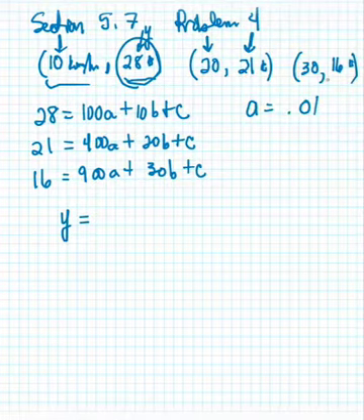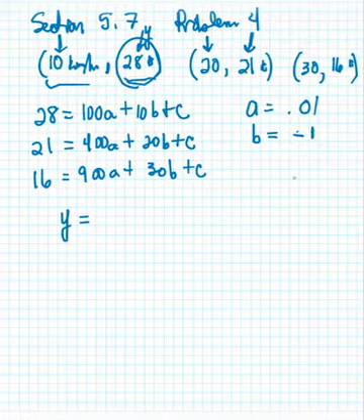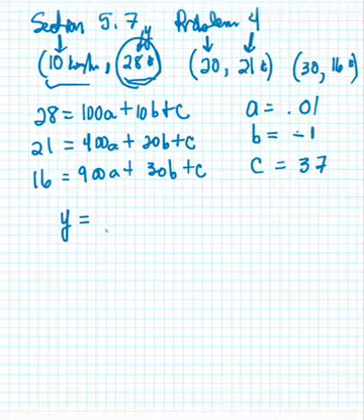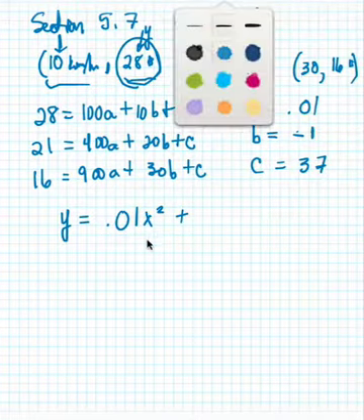Let me see if I can find the paper here. Yeah, a is 0.01. Just putting this in a matrix and doing reduced row echelon form. B is -1, right? And C is 37. That's what I found using the RREF function. And so what I get here is y is going to equal 0.01x squared plus, or actually I got minus.